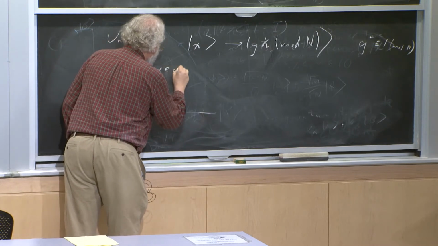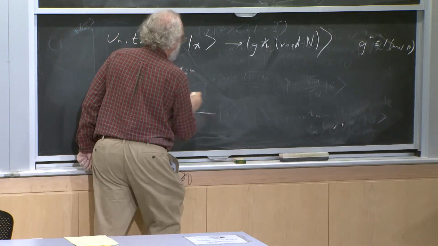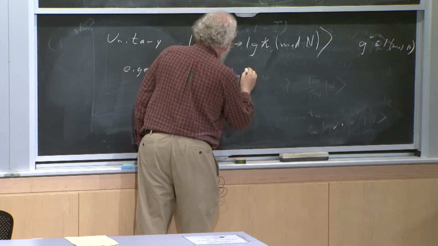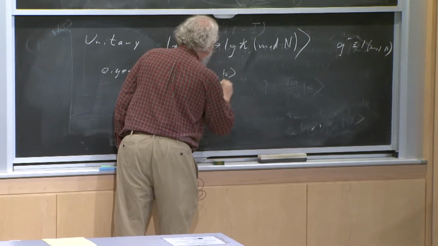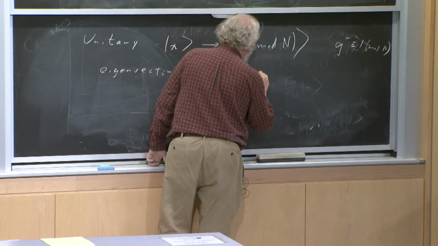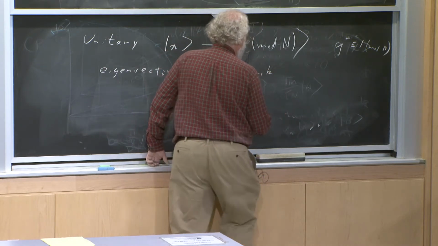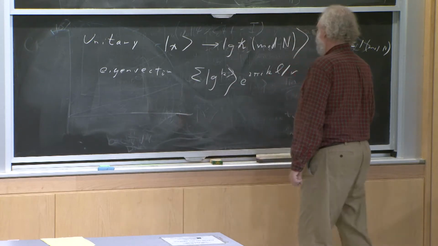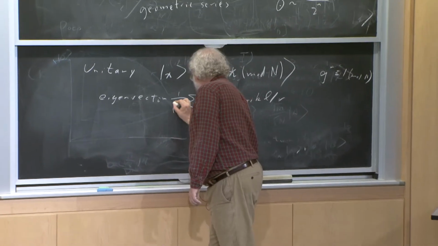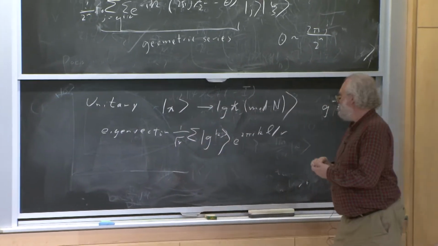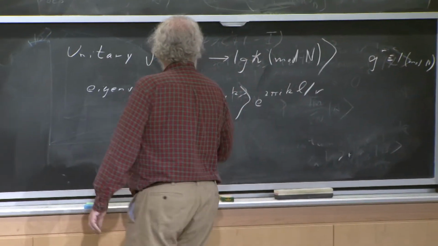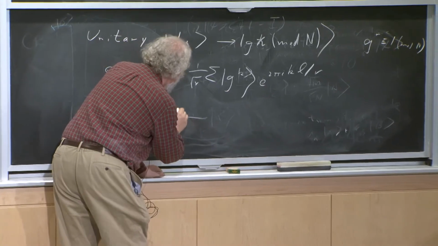An eigenvector is the sum of g to the k, e to the 2 pi i k L over r. Because what happens if you multiply this by g? Or rather, what happens if you apply the unitary?